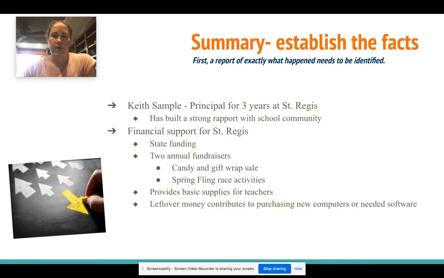First, a report of exactly what happened needs to be identified. I'm Keith Sample, principal for 3 years at St. Regis School, and I have built a strong rapport with the school community. Financial support at the school: we have state funding, but it's pretty small. And then we have 2 annual fundraisers that really help and give extra money to our school. We do a candy and gift wrap sale and a spring fling race activities.